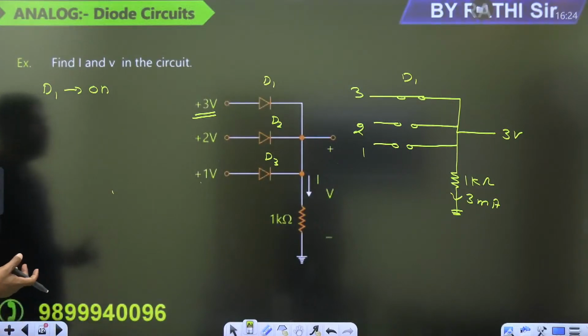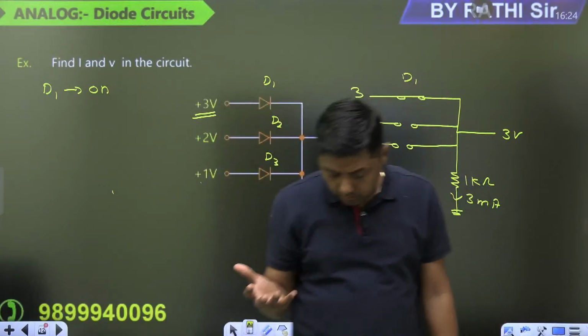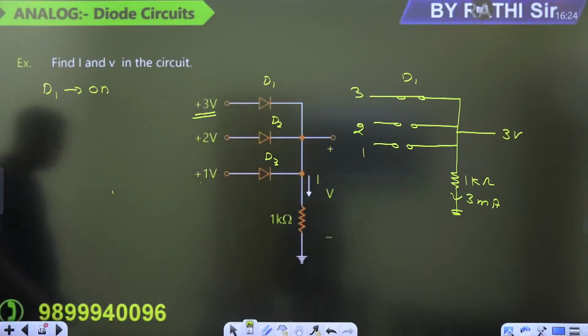So very simple question. On the positive side always check what? Higher voltage. Higher voltage, 3 volt and 3 milliampere. Right answer? Yes. Now next one.